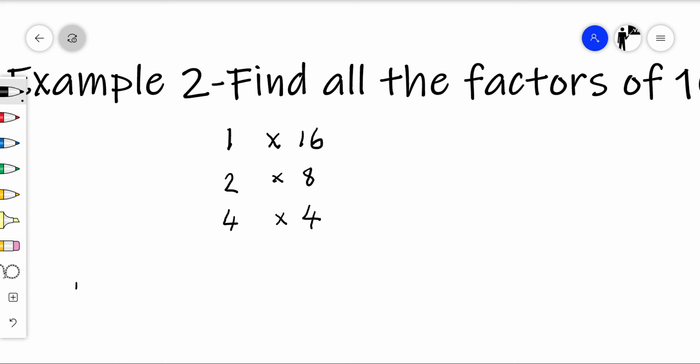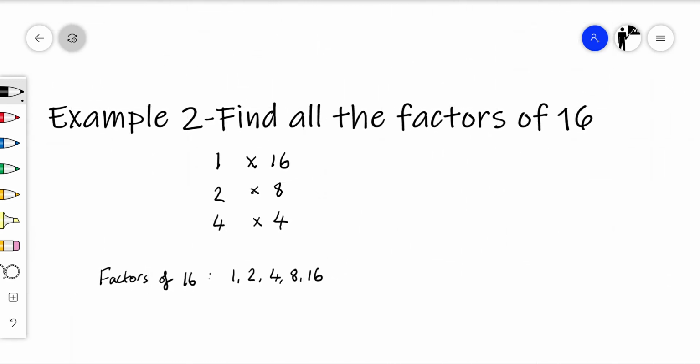Okay, so therefore I can write down factors of 16 are the following. We write them in order from smallest to biggest: 1, 2, 4. I'm not going to write 4 again, there's no point in doing that. 8 and 16. So these are all the numbers that go exactly into 16 with no remainder. Remember, we can once again think of them in pairs.